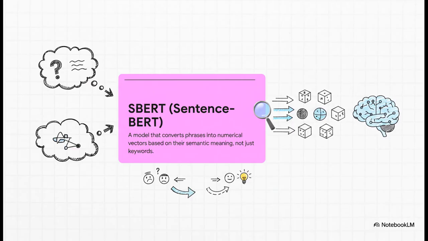So what the heck is SBERT? It stands for Sentence BERT, and it's a model that is an absolute genius at one thing: taking a phrase and converting it into a long list of numbers, what we call a vector. And that string of numbers isn't random, it captures the actual meaning of the phrase. This is huge, because it lets us compare phrases based on what they mean, not just what words are in them.